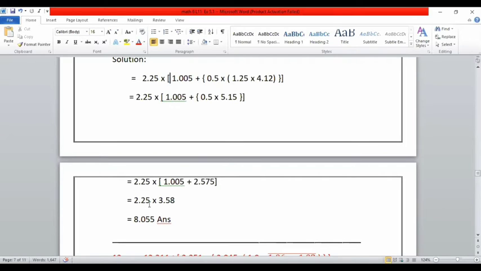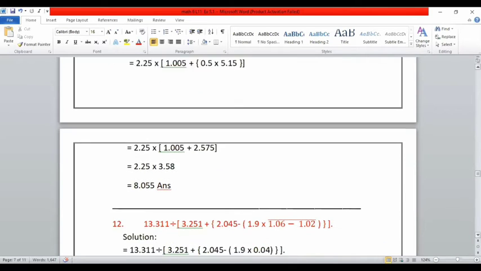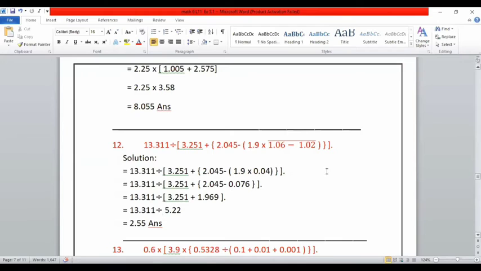Now 2.25 multiplied by 3.58. Dear student, after the addition, the square bracket will be removed, 3.58, and multiply. Similarly, you will take this value 225, multiply first by 8, then by 5, then by 3, and keep the decimal point after 4 places, and that is 8.055.